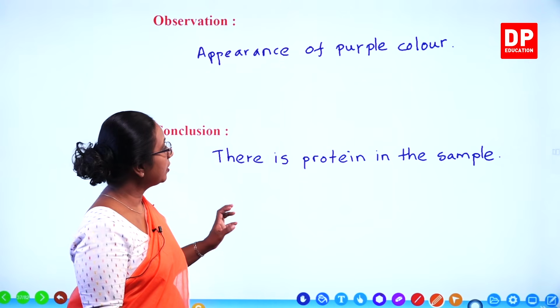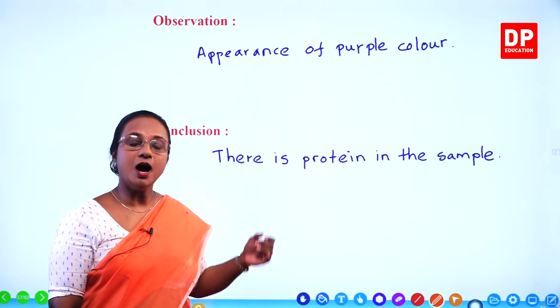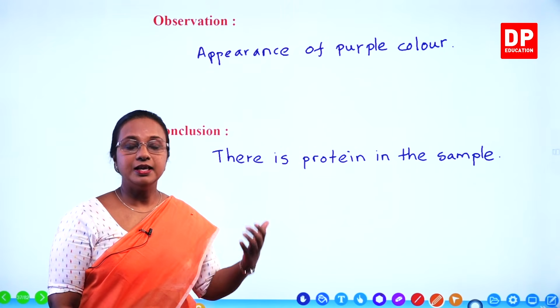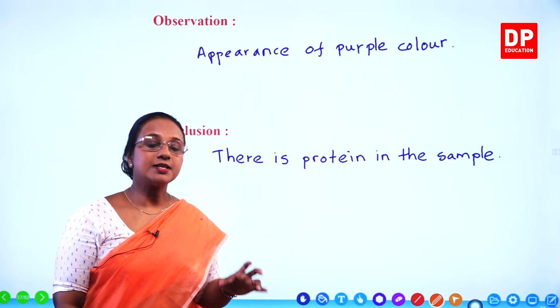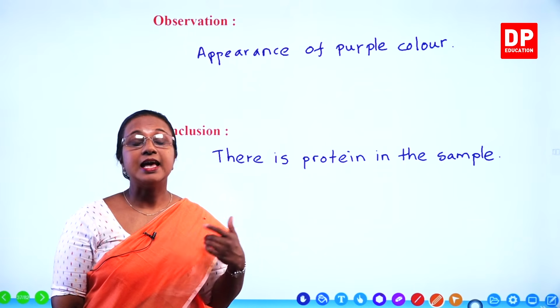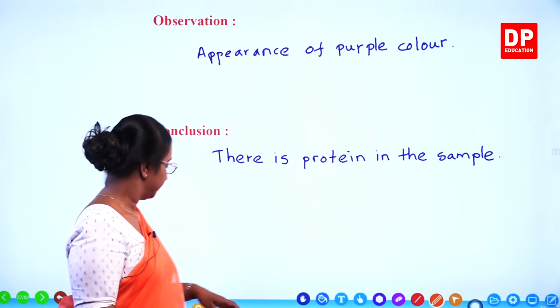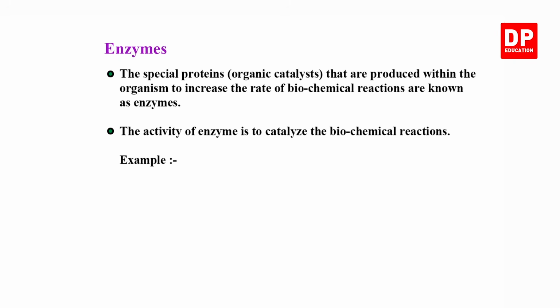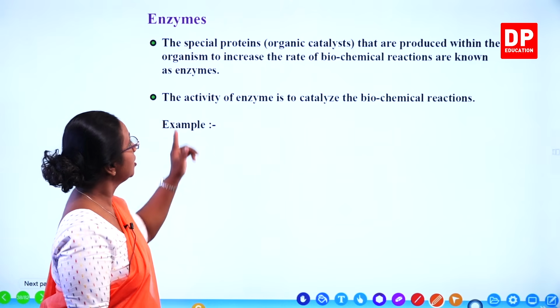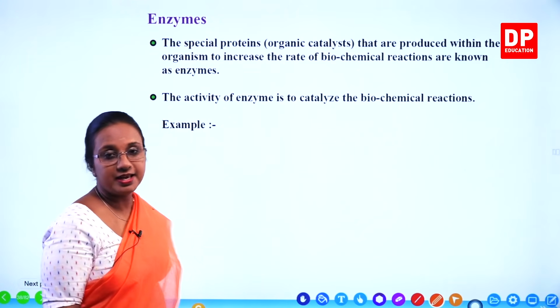Okay students, so now you have got a good understanding about what proteins are and how to identify the proteins in food. Now when we discuss the significance of protein, we said that protein is present as enzymes. So that is what we are going to discuss next. So enzymes. The special proteins, they are called organic catalysts that are produced within the organism to increase the rate of biochemical reactions are known as enzymes.